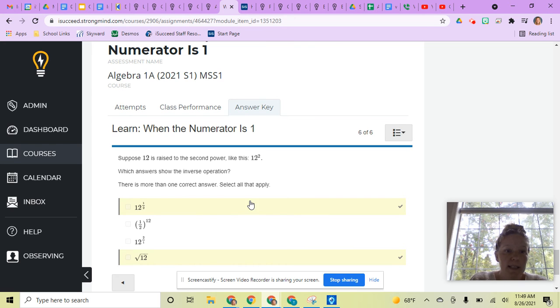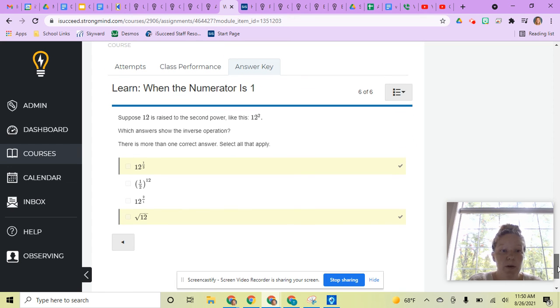And last, suppose 12 is raised to the second power, like this, 12 to the second. Which answers show the inverse operation? The inverse of squaring is square rooting, or raising it to the 1/2 power. Those are the same thing. So here I see the square root of 12, so that's the inverse. And 12 to the 1/2 power is also the inverse. These other ones are not correct. Hopefully that helps a little bit on that workbook.